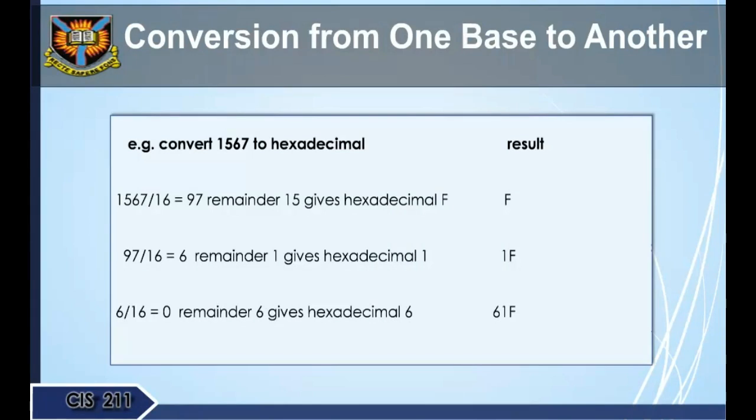E.g., convert 1567 to hexadecimal. Result: 1567/16 is equal to 97 remainder 15 gives hexadecimal F. Result is F. 97/16 is equal to 6 remainder 1 gives hexadecimal 1. Result 1F. 6/16 is equal to 0 remainder 6 gives hexadecimal 6. Result 61F.